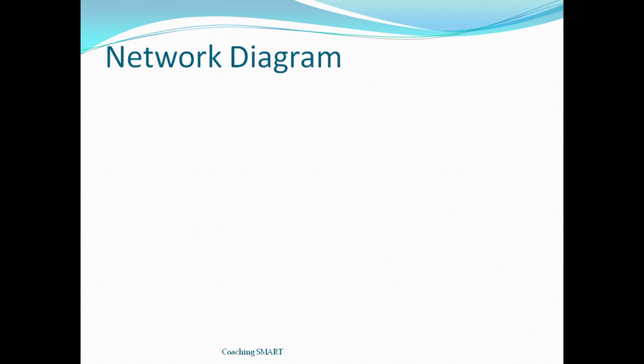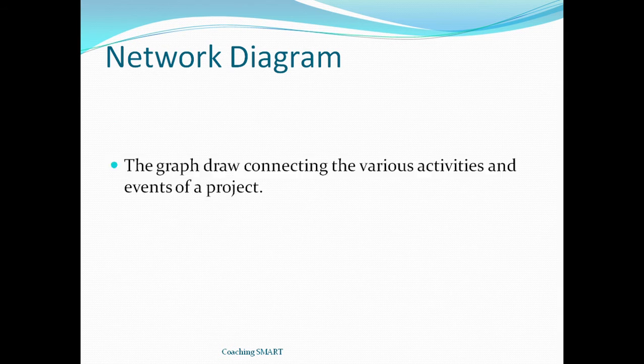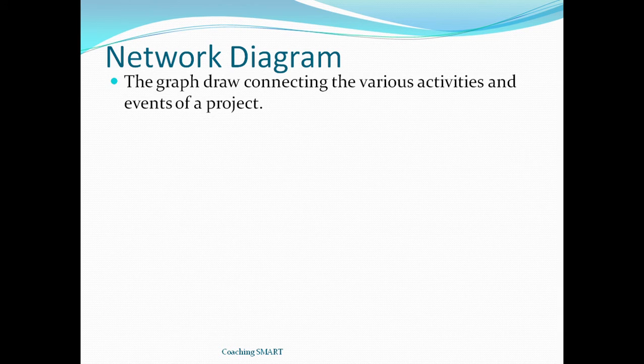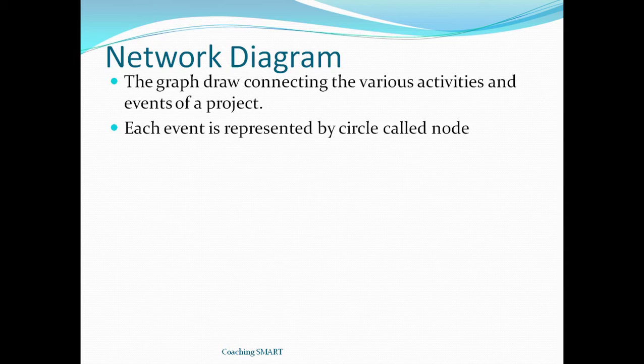Network diagram. How do you come up with the network analysis? The graph drawn connecting the various activities and events of the project. Each event is represented by a circle called a node. So event is normally a symbol of node. Each activity is represented by an arrow. So an arrow comes in between 2 events. So an arrow will show activities, event will be shown by a node or a circle.